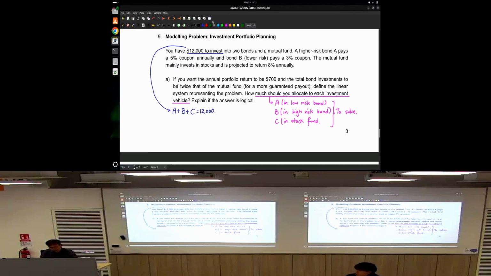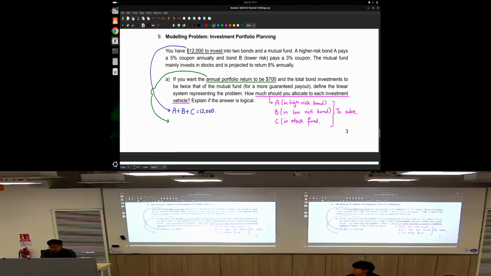Secondly, you want the annual return to be $700. So this is going to give you your second constraint or equation. But how do you get the return? Well, you have to look at the returns for each investment vehicle. So bond A is paying 5%. Oops, apologies. The low one should be B. So the high one should be A, according to this definition here.